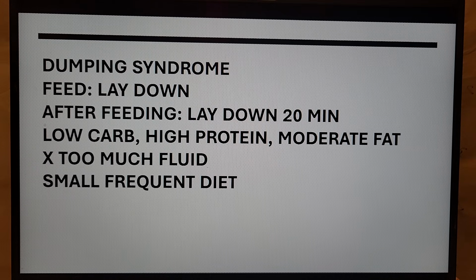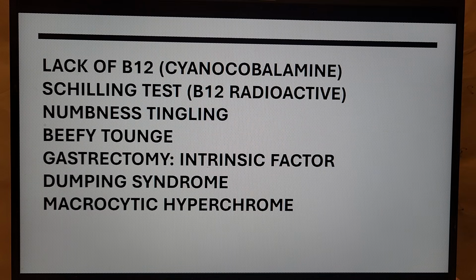You can give high protein, no problem. You can give moderate fat, right? Don't give too much fat, or they can have cardio problems or cancer, right? So low carb is important, high protein and moderate fat. And we already mentioned don't give them too much fluid, right? And small frequent meals for people with dumping syndrome. Why do they have dumping syndrome? Because the doctor cut the stomach, right? Maybe there is cancer or maybe a lap band.